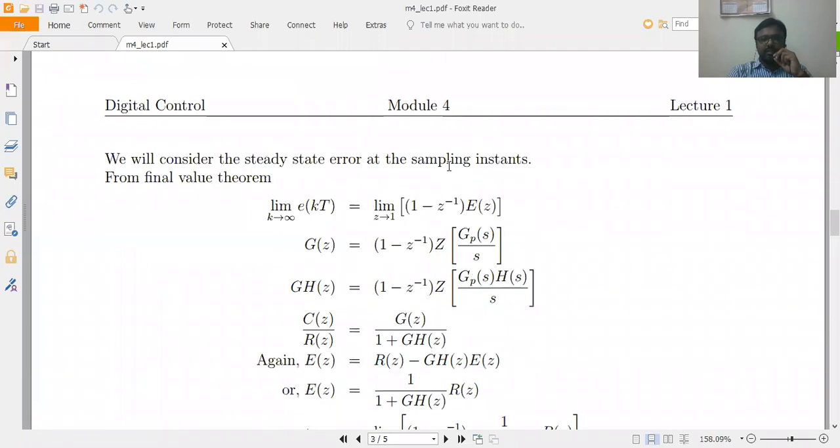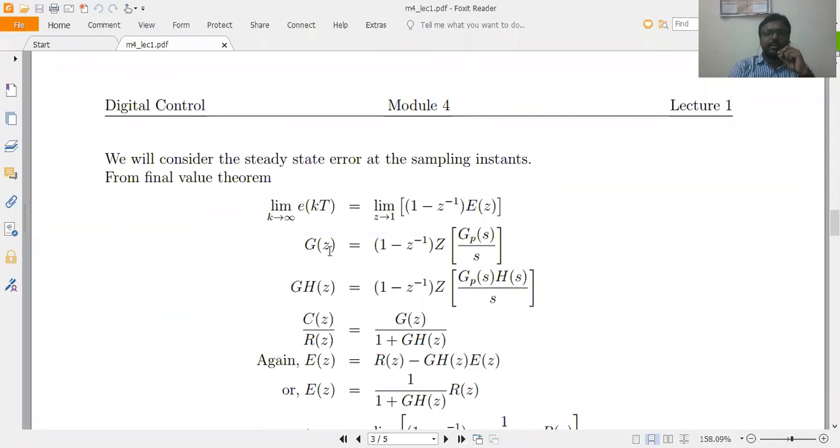In case of the z domain, it is going to be taken as G of z is equal to 1 minus z inverse into z transform of Gp of s divided by s. And this particular expression has been discussed by us in the pulse transfer function lecture, how the overall transfer function is going to be developed with the inclusion of a zero order hold function. So, with the inclusion of the zero order hold function, the overall transfer function G of z can be taken as 1 minus z inverse into z transform of Gp of s divided by s.